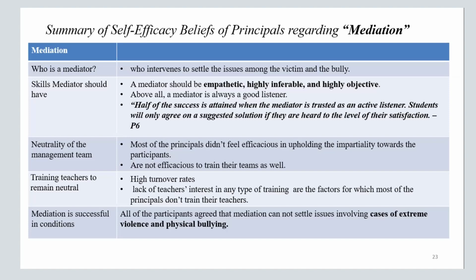Also, one of the major points that a mediator is required to achieve is the neutrality of the mediating team, the management team or the mediator. So most of the principals did not feel efficacious in upholding the impartiality towards the bully or the victim. They did not find themselves efficacious enough to train their teachers up to an extent so that they can uphold the impartiality towards the victim or the bully.